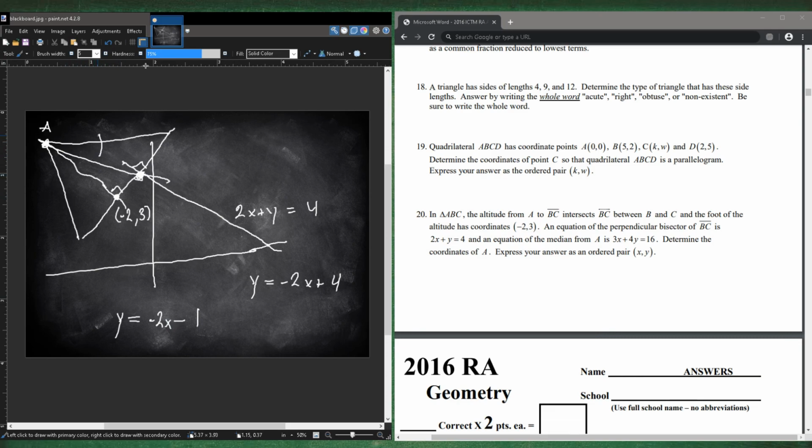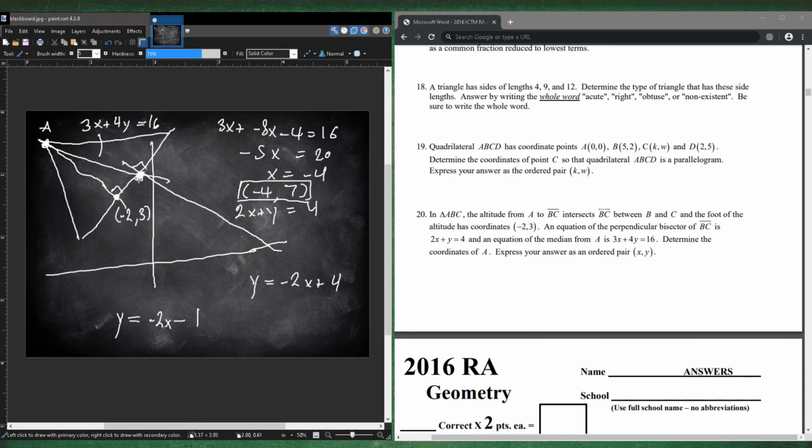And we already know the equation of the median: 3x plus 4y is equal to 16. We just need to find x and y, because that's where they intersect. We can substitute y: 3x plus 4 times negative 2x is negative 8x, and 4 times negative 1 is negative 4, equal to 16. So negative 5x is equal to 20, so x is equal to negative 4. Then plug into one of the equations, I'm going to use the one on the bottom: negative 4 times 2 is negative 8, minus 1 gives 7. So coordinate A is equal to negative 4, 7.